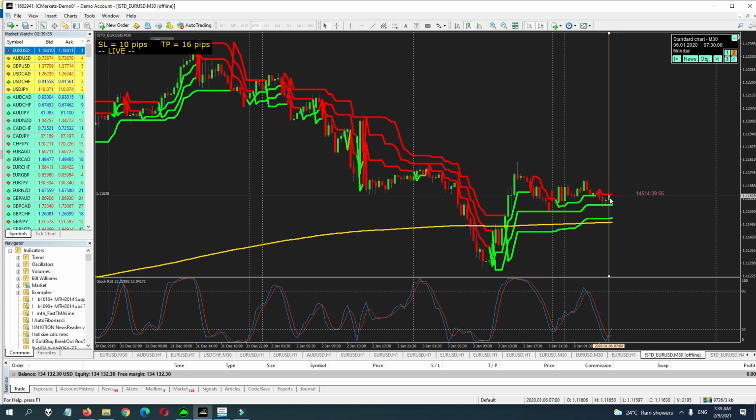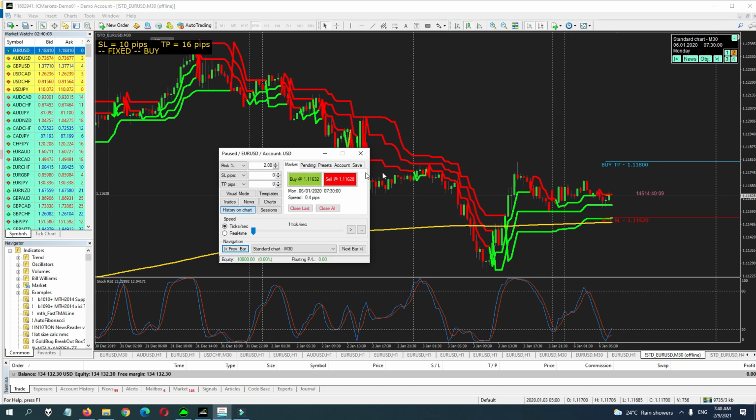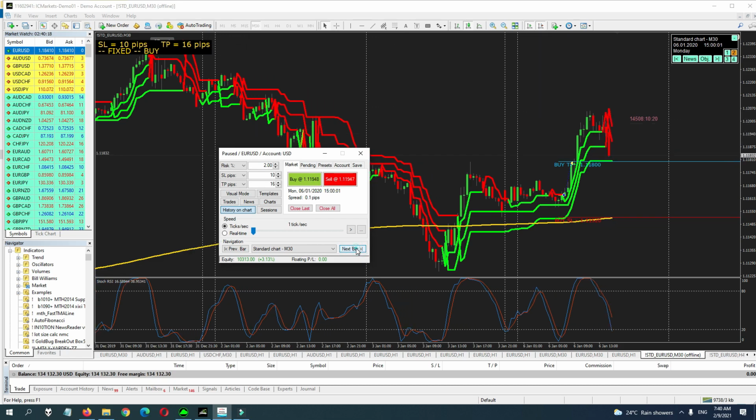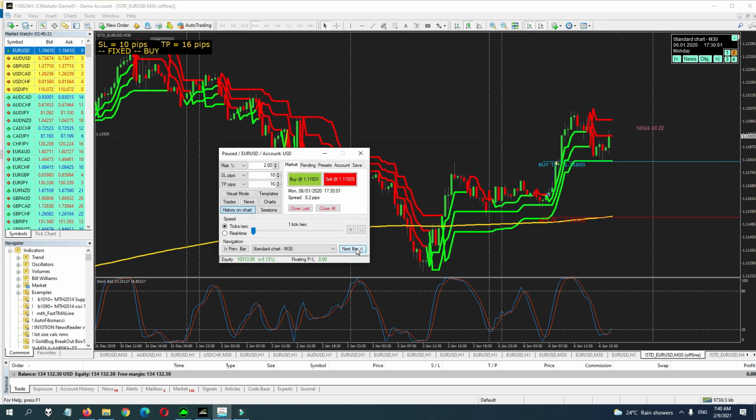So we just click on the candle. This is the stop loss and this is the TP. I'm going to enter now. I'm going to risk 2%, and buy. We got that one. Here we cannot enter because two of them are red.